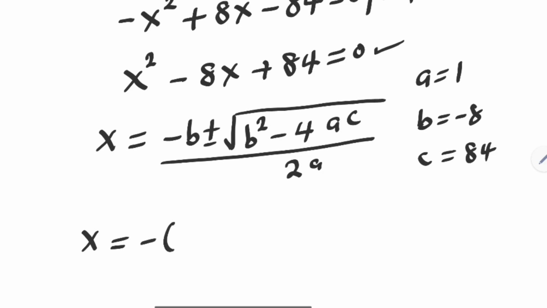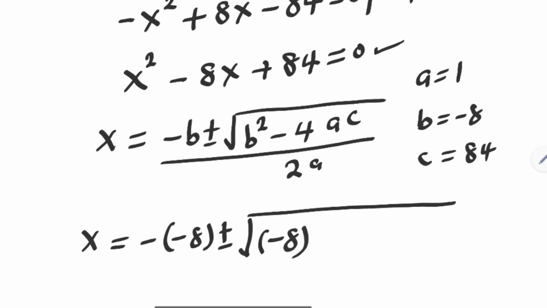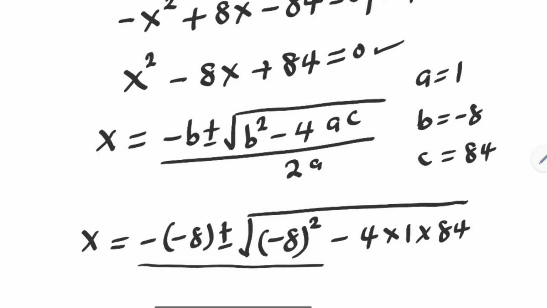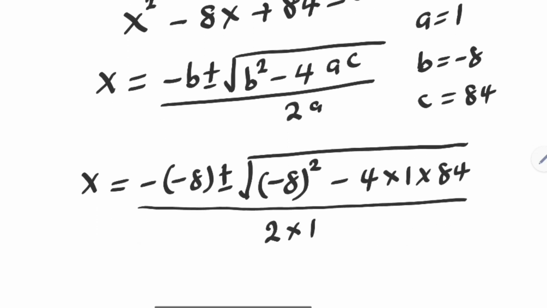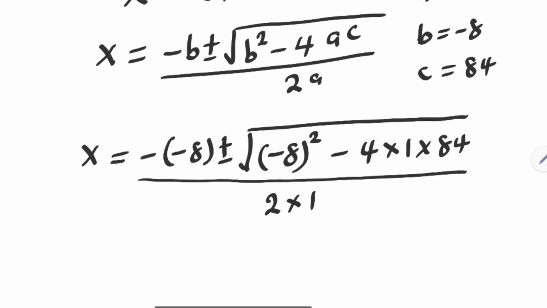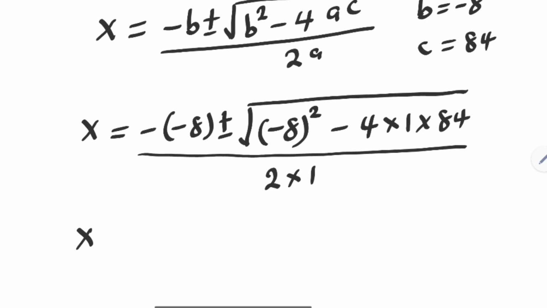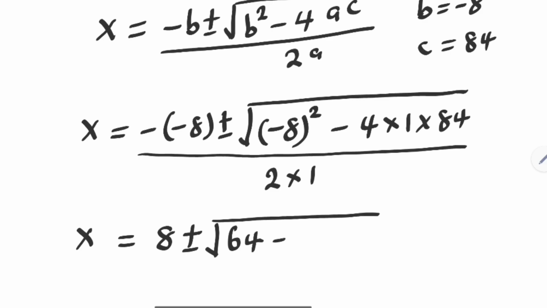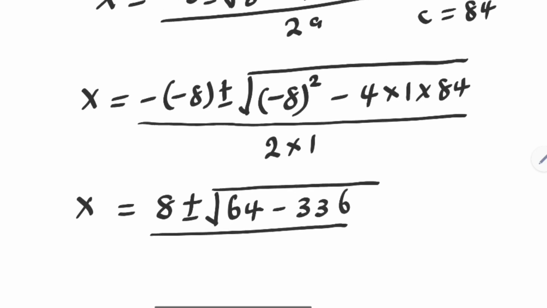x is equal to minus bracket minus 8 plus or minus square root of minus 8 squared minus 4 multiplied by 1, which is a, multiplied by 84, which is c, divided by 2 multiplied by 1, which is a. x is equal to minus times minus 8, that is plus 8, plus or minus square root of minus 8 squared, that is 64, minus 4 multiplied by 1 multiplied by 84, 336, divided by 2 multiplied by 1, 2.